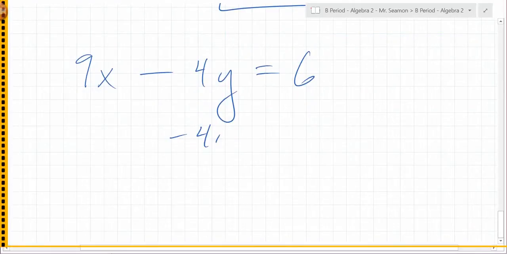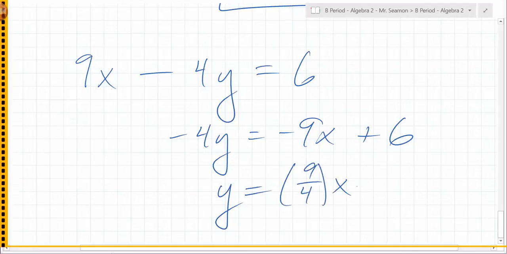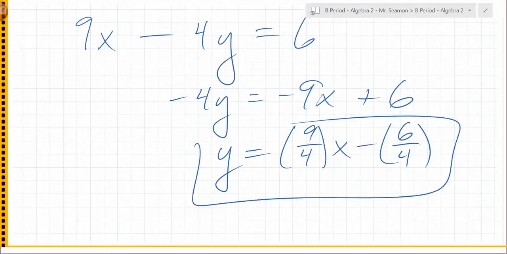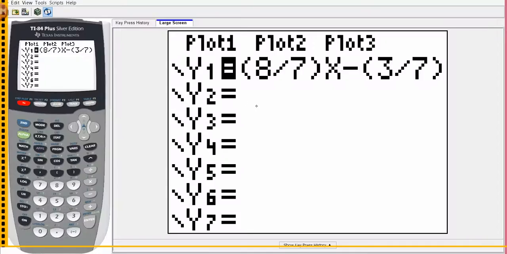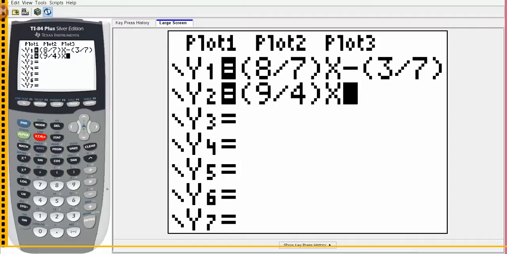Slope-intercept. So negative 4y is equal to negative 9x plus 6. So y is equal to 9 over 4x minus 6 over 4. So if you guys could remember that, that would be helpful. So we end up with y is equal to, and are the parentheses important? Yeah. 9 divided by 4x, right?